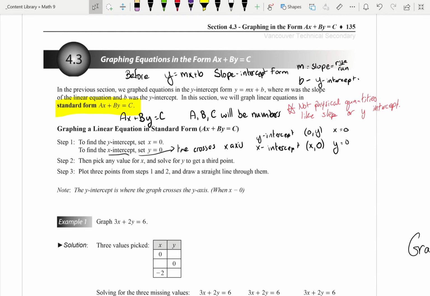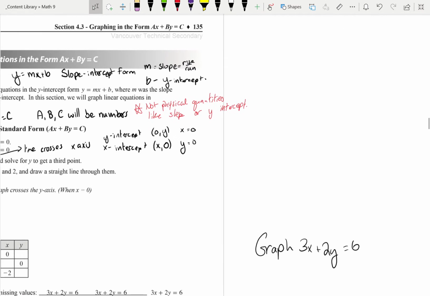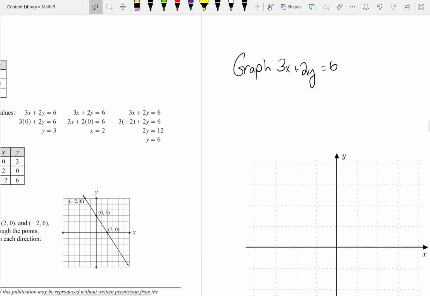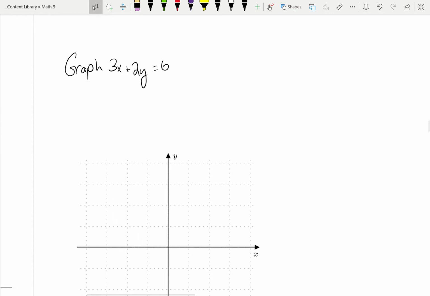So I'm going to jump over to the side here. I'm going to graph the equation that they have in the example, but I'm going to show you how I would go about solving it. First up, if you want to graph this equation, there's no slope, so I can't use my staircase method. I can't find my y-intercept directly. This doesn't give me information. So my strategy is going to be a table of values.